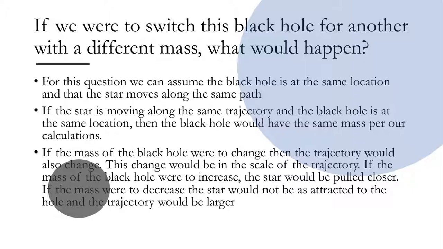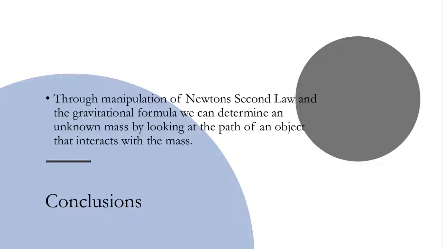trajectory would shrink. In conclusion, through the manipulation of Newton's second law and the gravitational formula, we can determine an unknown mass by looking at the path of an object and its interactions with the other mass.